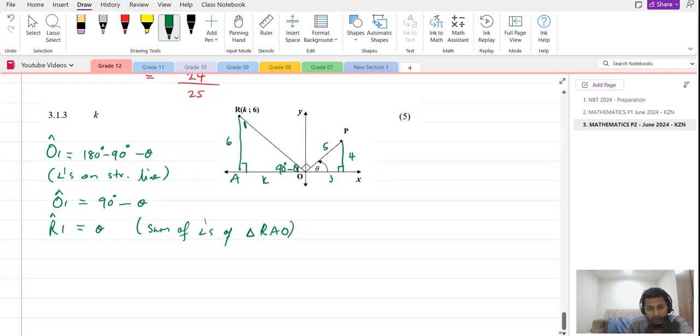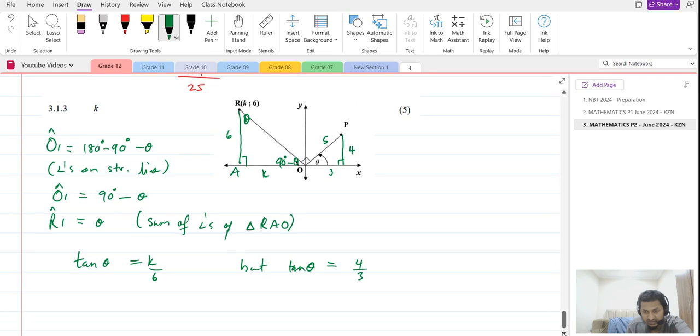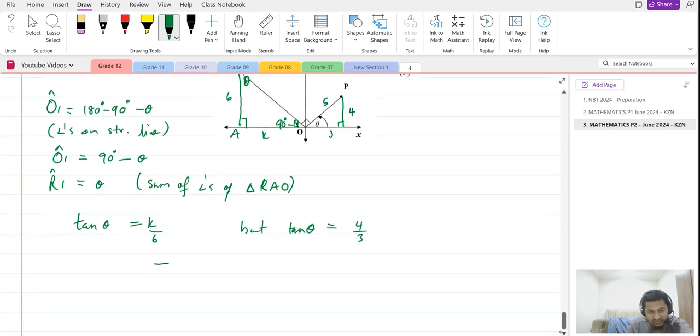Now, because we got theta angle on top, we got a perpendicular down here, we can find tan theta here. So now, tan theta from the big triangle, RAO, is k over 6. But we also had tan theta before from the small triangle here. So we managed to take theta from the small triangle to the big triangle. So we know tan theta here is 4 over 3. And now clearly we can equate these two. So this implies k over 6 equals 4 over 3.